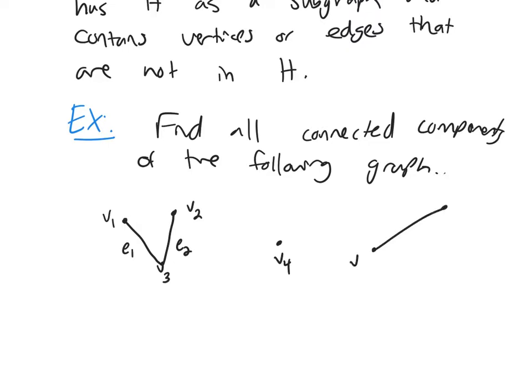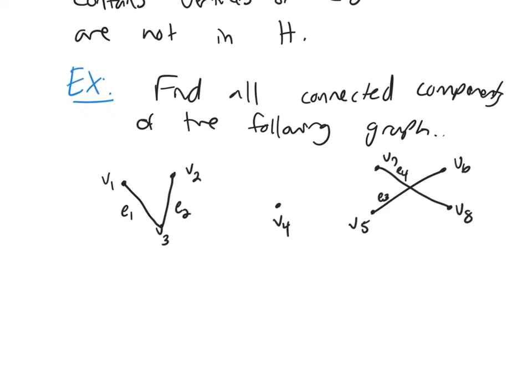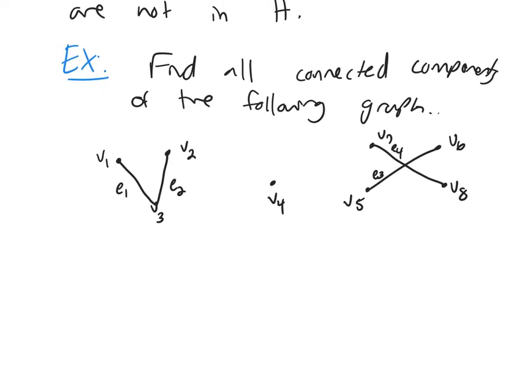And then V5, V6, V7, V8, and then this will be edge 3 and edge 4. So you just break off, separate, the edges that are together. So this would be one connected component. And here is a second connected component.